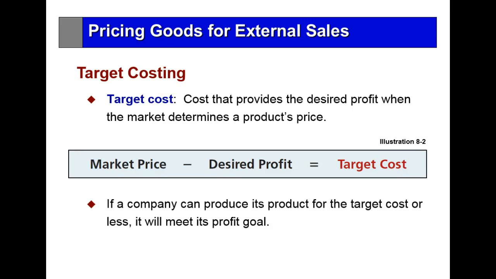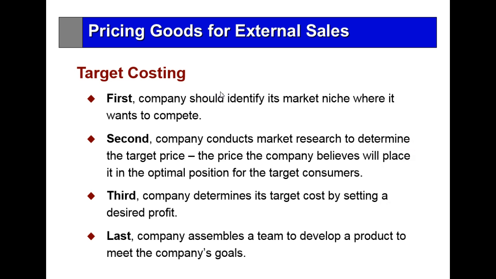So when the market's going to determine our price, what is the only thing we can control? The cost, that's all. So we are going to do target costing by taking our market price minus whatever profit we hope to get, to determine what cost we're going to be able to use for this product in order to sell it at the market price. If a company can produce its product for the target cost, it's going to meet the profit goal.